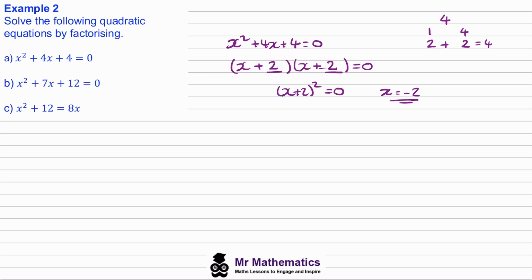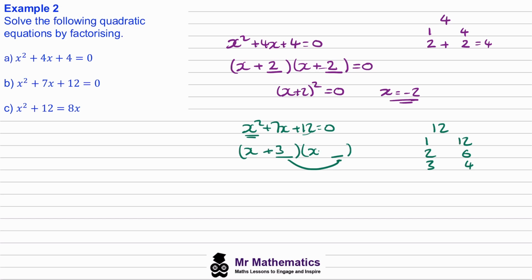If we look at example B, we'll have two brackets. We need x in both to make the x squared term. And then this term multiplied by this one will give us a positive 12. So we need the factors of 12. 2 and 6, 3 and 4. And then we need the pair that will add to make the 7. So this will be 3 and 4. Positive 3 and positive 4. And this will equal 0. So what do you think the values of x will be?